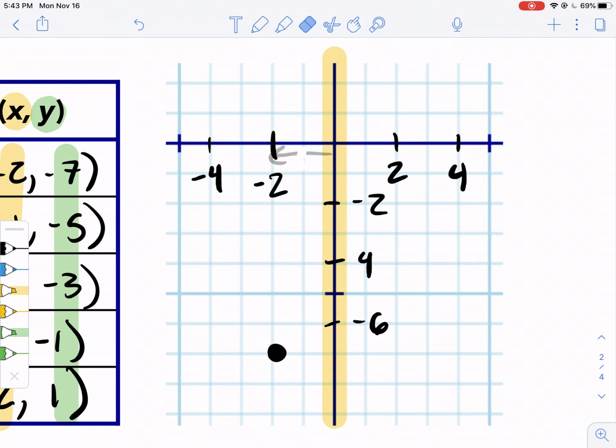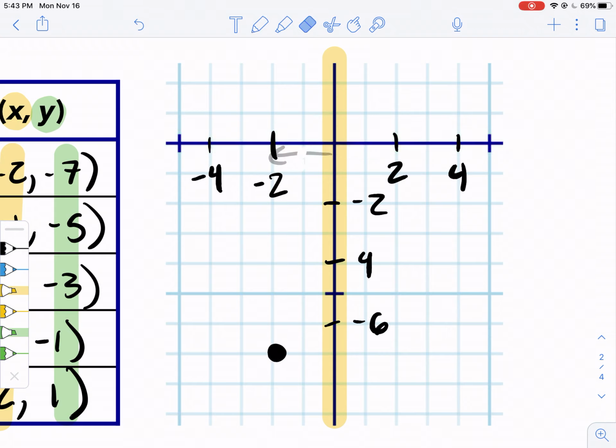And in the interest of time, following that same process, we get 2.5, 2, 1.5, and 1. So we've got our x's, we've got our y's, which gives us our points: negative 2, 3; negative 1, 2.5; 0, 2; 1, 1.5; and 2, 1.